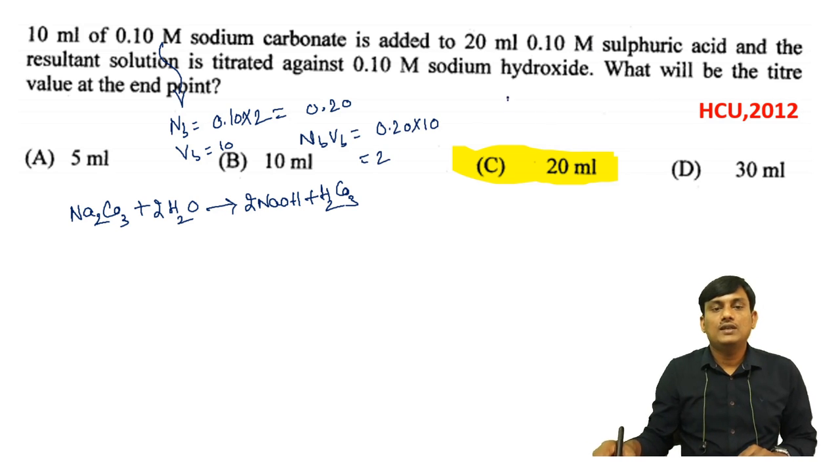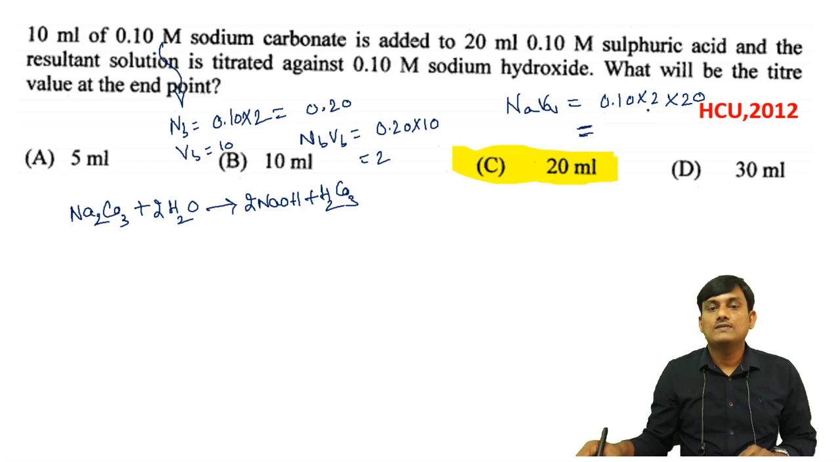And NaVa, normality of sulfuric acid, molarity is 0.10. 1 H2SO4 generates 2 H plus ions, so the normality will be 0.10 into 2 into volume 20, which is equal to 4. So since NaVa is greater than NbVb, the resulting solution is acidic.